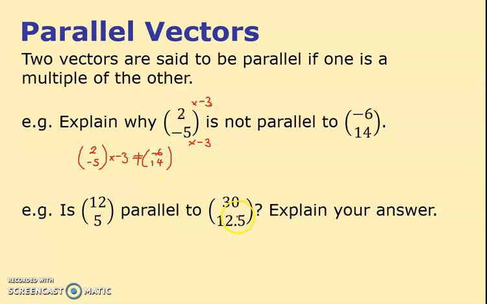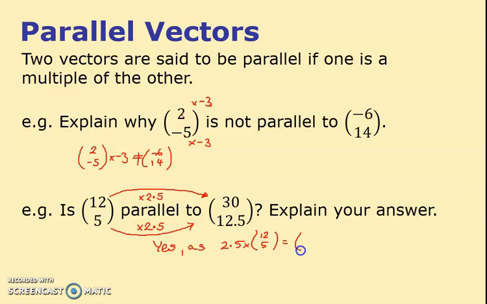Is this parallel to this? Well, again, you just try to think of some kind of number you times by 12. I think it's times by 2.5. Times 12 by 2.5, you get that. Now 5 times by 2.5 is also, yes, that one works. So I'd say yes, as 2.5 times by 12.5 is equal to 30, and 12.5. So therefore they are parallel.